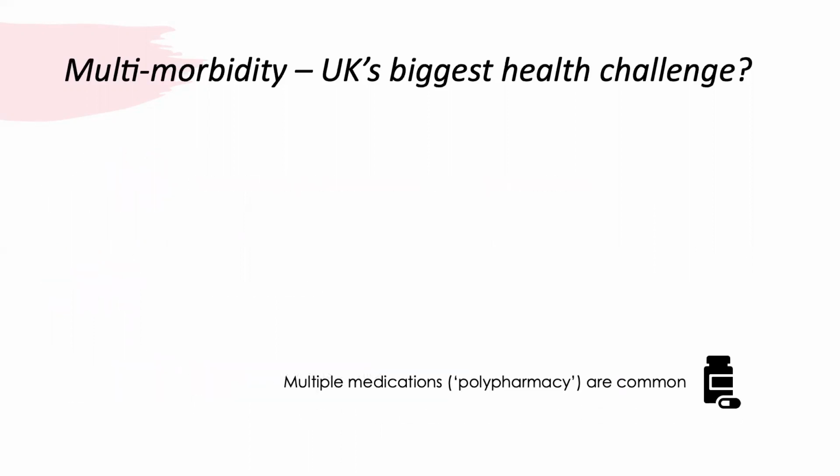With multiple conditions also comes multiple medications for many people, and we call this polypharmacy, and it can lead to all sorts of things like side effects where medications clash with one another. And the more medications you have, the more side effects you're likely to have.